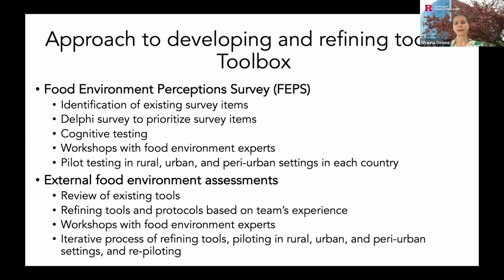So in terms of the first objective, which was to develop the Food Environment Perception Survey, or FEPS, we started with identifying existing survey items in the literature, and then we did Delphi surveys to prioritize survey items. And so some of you in this room might have been involved in that Delphi survey. We then did cognitive testing in both India and in Cambodia. When we first did the cognitive testing in India, we found that the first section of the survey took an hour and a half, which obviously is not feasible.